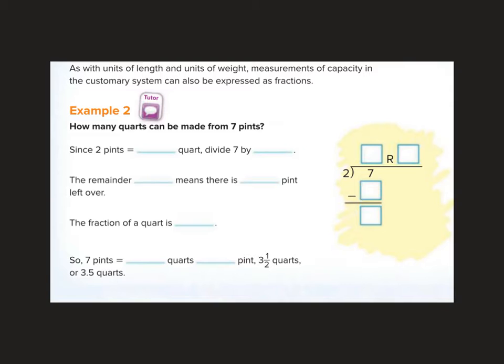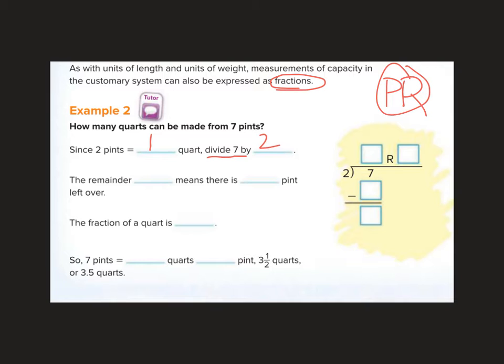As with units of length and units of weight, measurements of capacity in the customary system can also be expressed as fractions. How many quarts can be made from 7 pints? So 2 pints equals 1 quart, right? In my quart drawing, I put 2 pints in there. So if I want to know how many 7 pints make, I could divide 7 by 2.